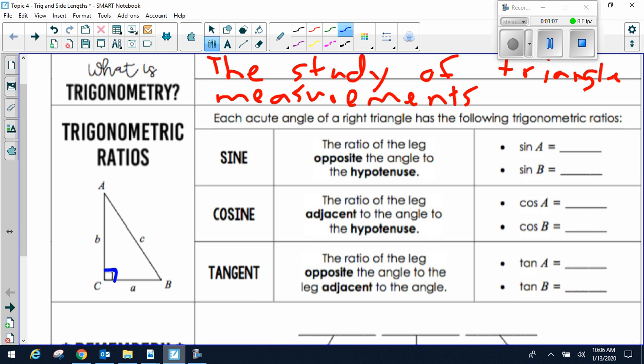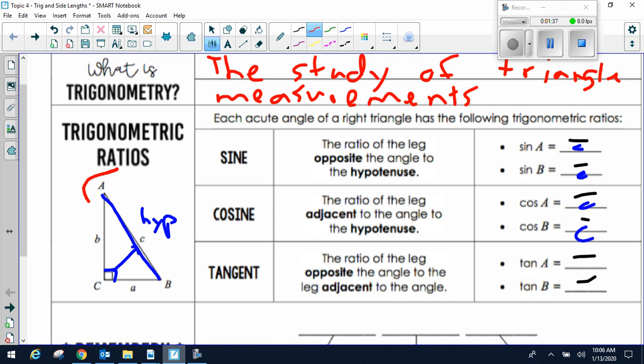So my hypotenuse is always opposite the right angle. So here is my hypotenuse. Okay, and that hypotenuse is for two of the trig functions, the sines and the cosines. Okay. Now, which angle you choose determines what's opposite and what's adjacent.